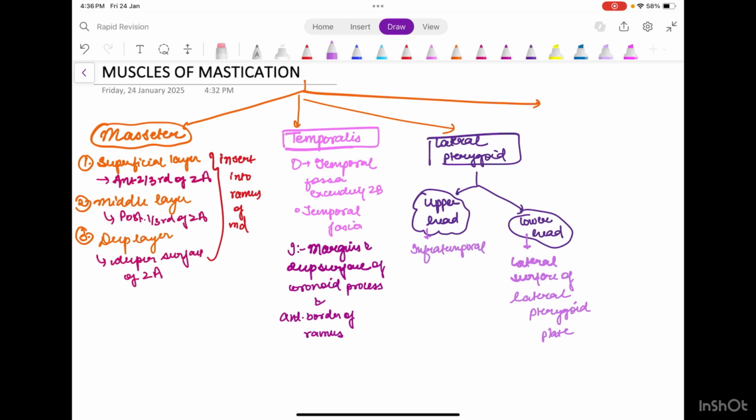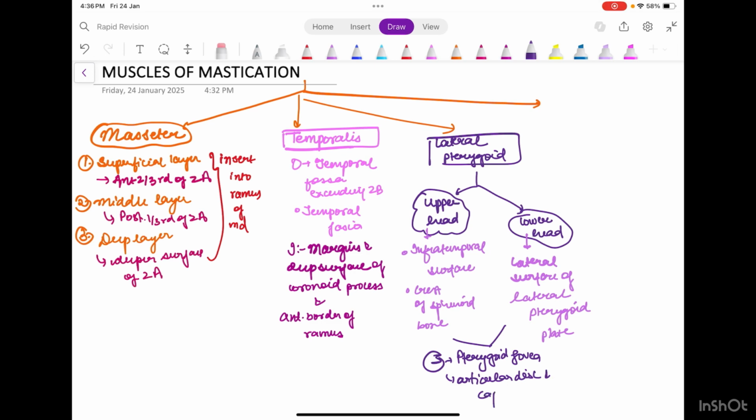All right, and in upper head, you need to remember from the infratemporal surface and crest of sphenoid bone. Now for the insertion, just know two things. They insert into pterygoid fovea and articular disc and capsule.